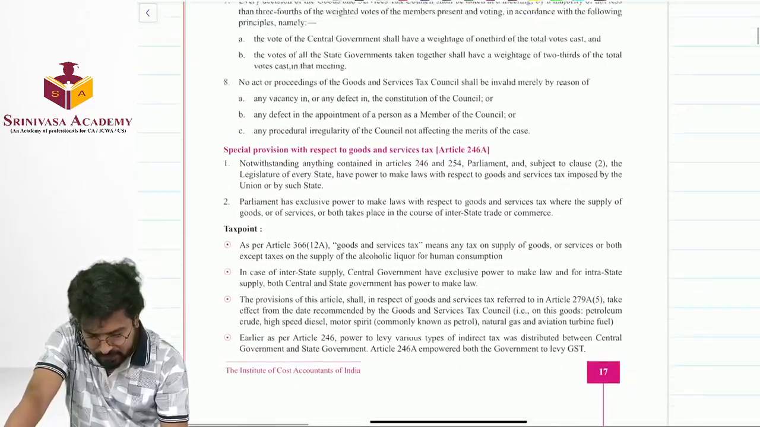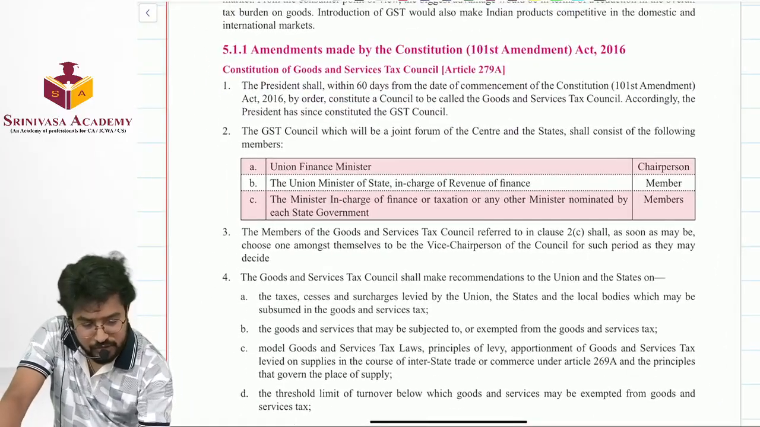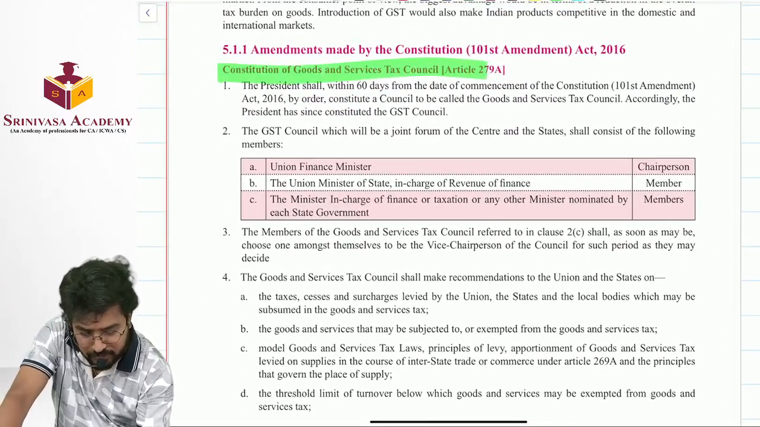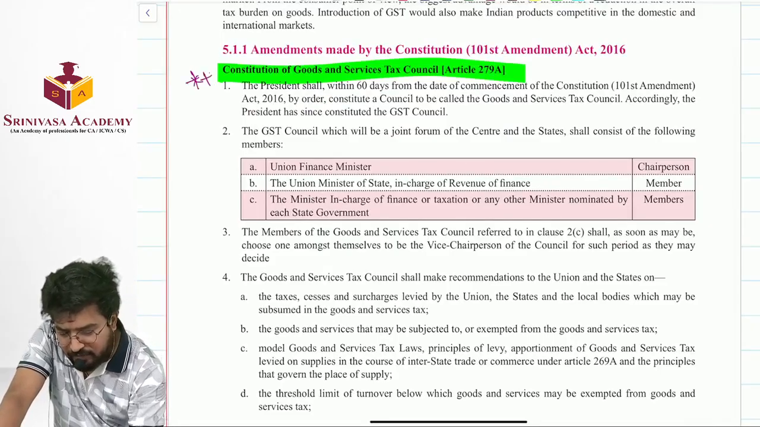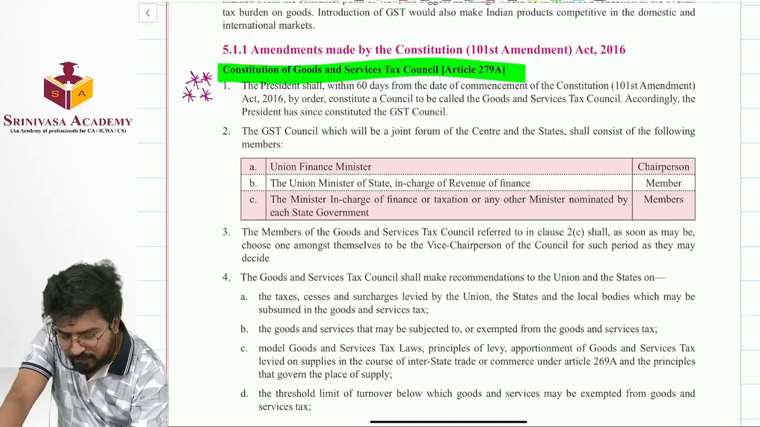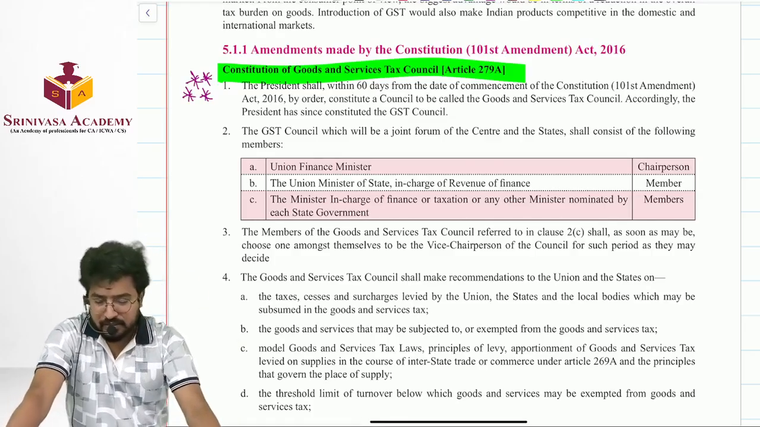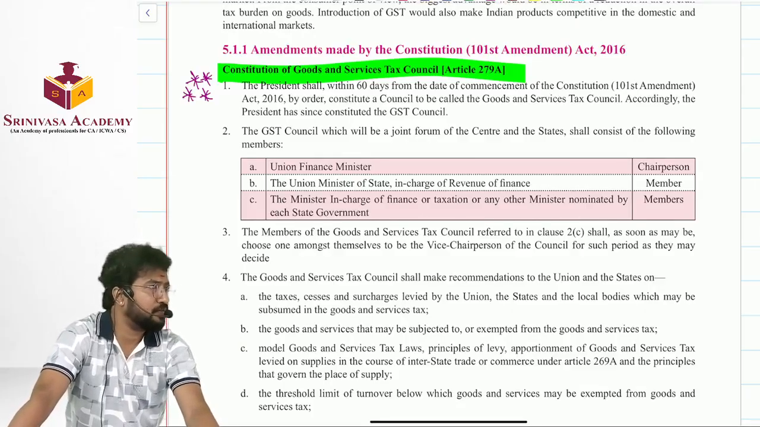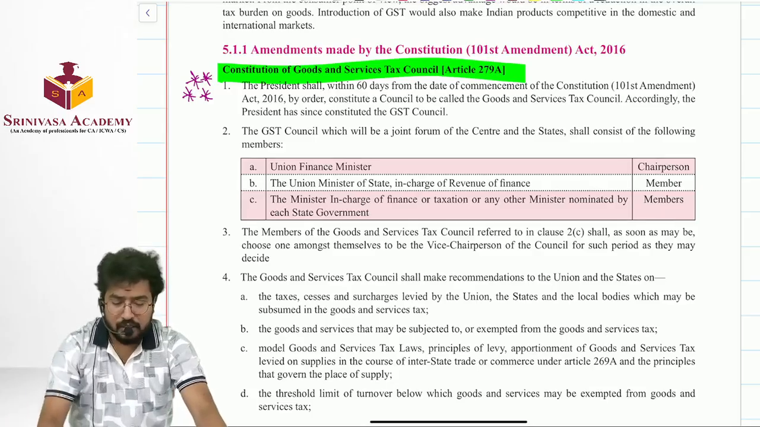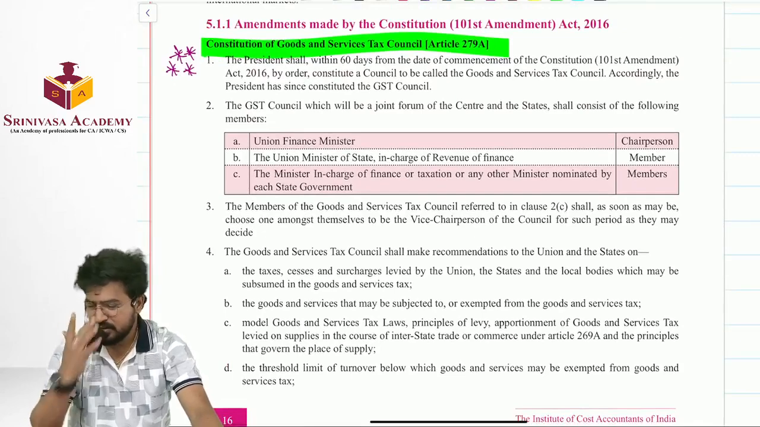If you are using the textbook, in this, sir, Constitution of GST Council, Article 279A, is a very, very, very important topic. They have repeatedly asked questions on this for 7 marks, GST Council, so please be careful. Page number 16, GST Council.